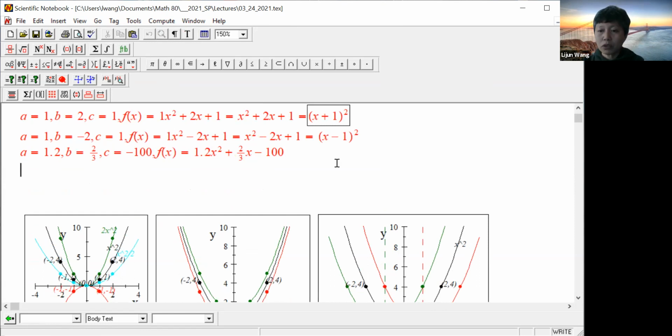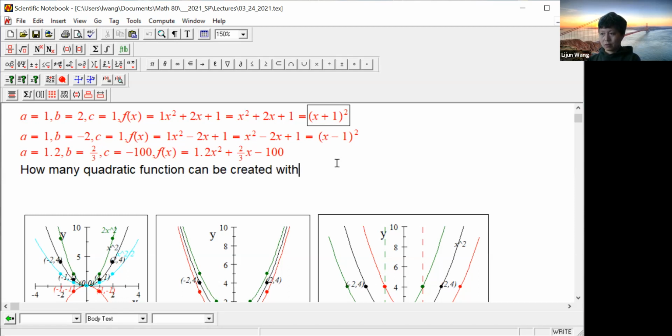So how many quadratic functions do you think we can generate with this general form? How many quadratic functions can be created with this form, which is like that? How many? Tell me.